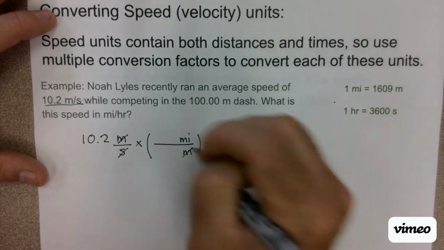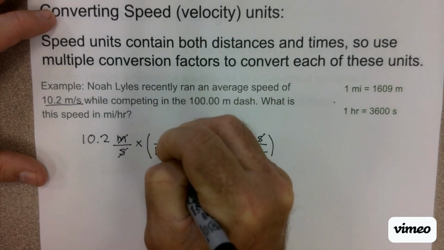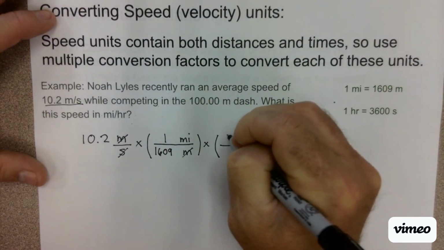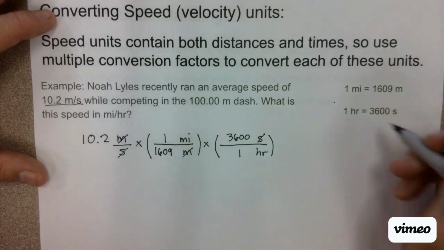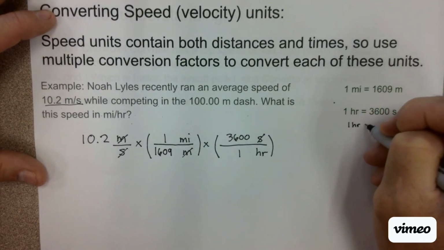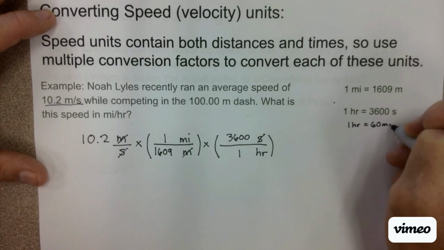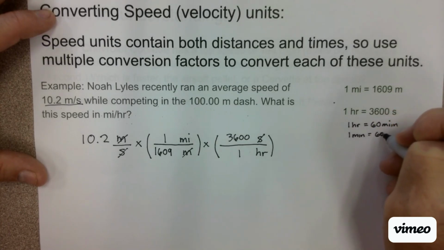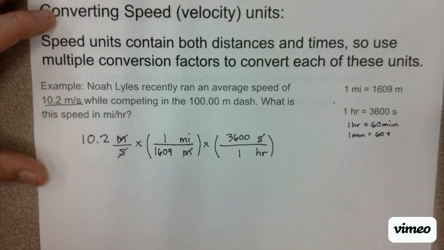Now I just fill in the conversion factors where they go in the appropriate place. So 1 mile is 1,609 meters. 1 hour is 3,600 seconds. Hey, if you're wondering where that came from, 1 hour equals 60 minutes. 1 minute is 60 seconds. 60 times 60 is 3,600. This is one that you're just going to memorize, frankly.